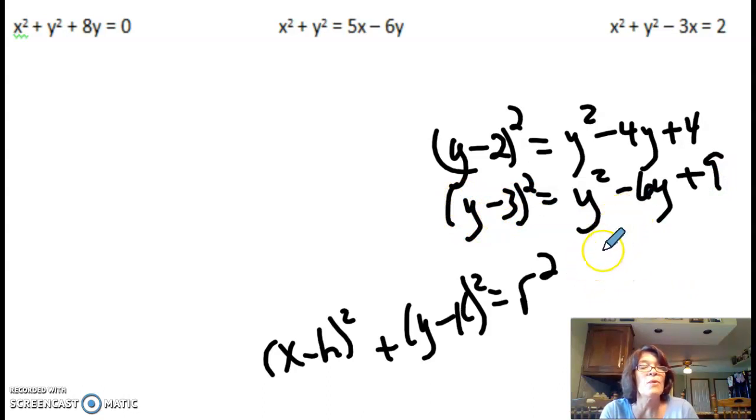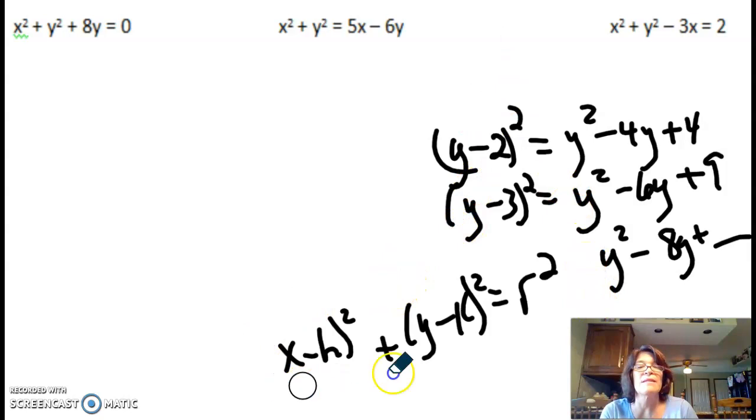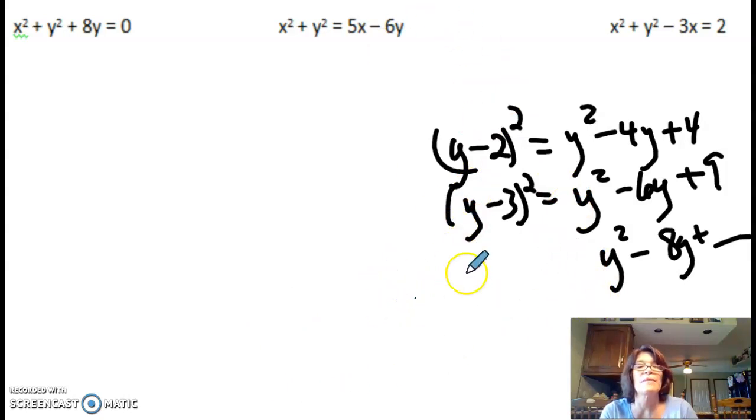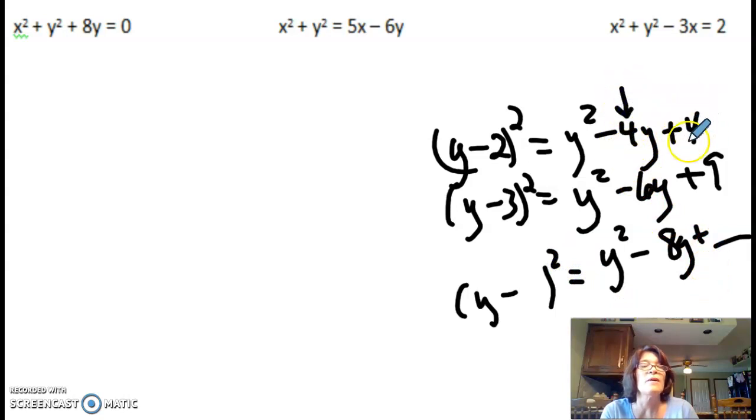Let's say I have y squared minus 8y. I want to know, what would I add there so that I could rewrite it as something squared? I want to know that would be y minus what squared, right? What you notice is if you take half the middle term, half of 4 is 2, and square it, you get this. Half of 6 is 3, square it, you get 9. Half of 8 is 4. 16 is what's going to complete this square, and I could write that as y minus 4 squared.